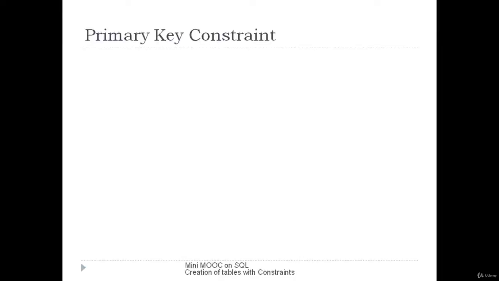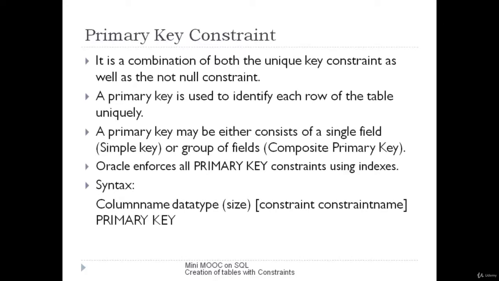A primary key constraint on a column enforces uniqueness and not null at the same time. Let us learn the concept of the primary key constraint. The primary key constraint is a combination of both unique and not null constraints. It is used to identify a unique row of a table.